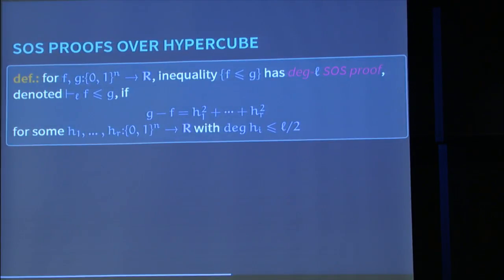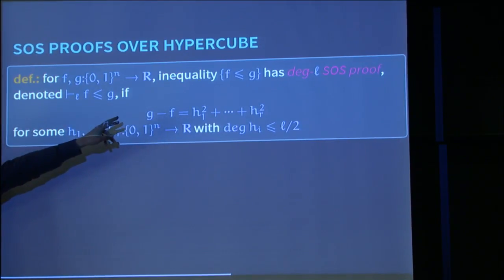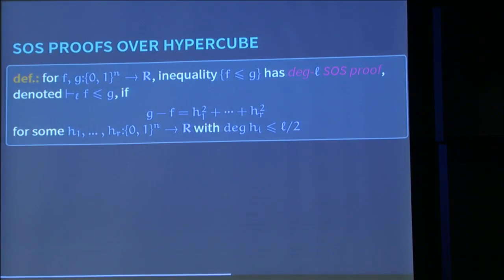So if you have now an inequality between functions on the hypercube, so you have two functions f and g on the hypercube, we say that the inequality f is at most g has a degree L sum of squares proof, and we will denote it in this way, if the function g minus f, so this will be a new function on the hypercube, can be decomposed as a sum of squares of functions of degree at most L over 2. And this identity should hold as functions over the hypercube.